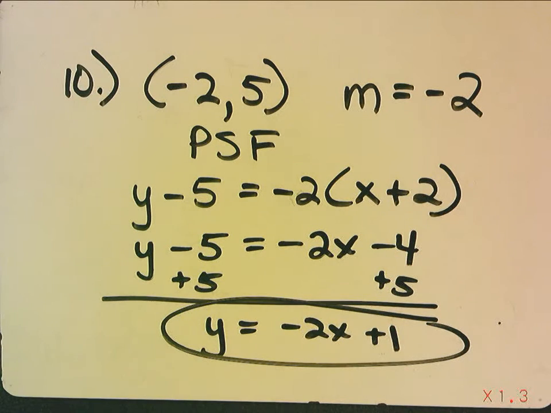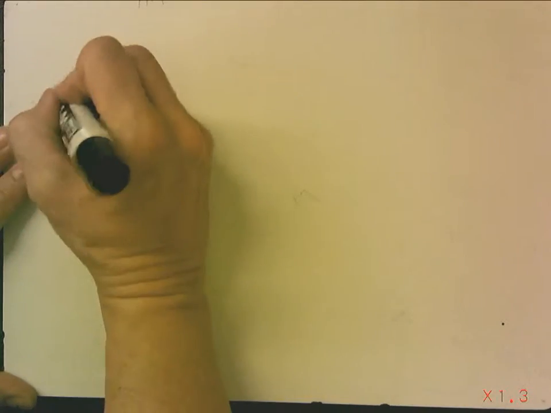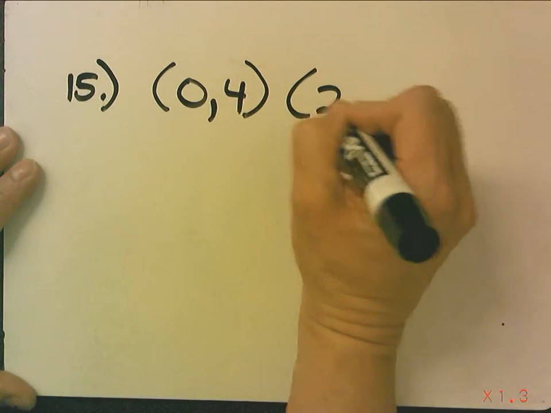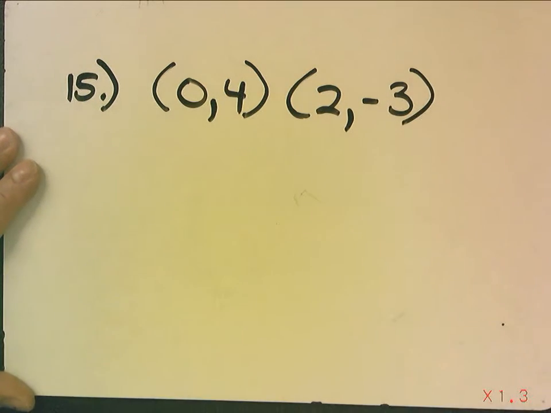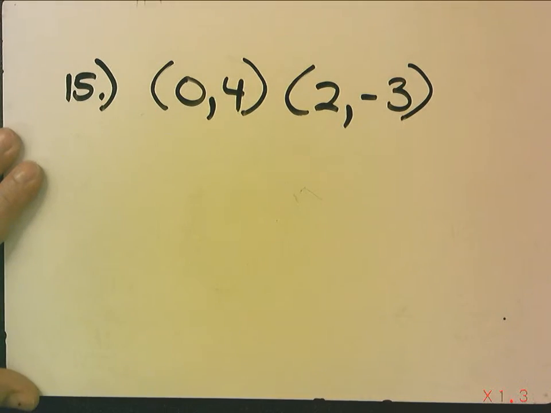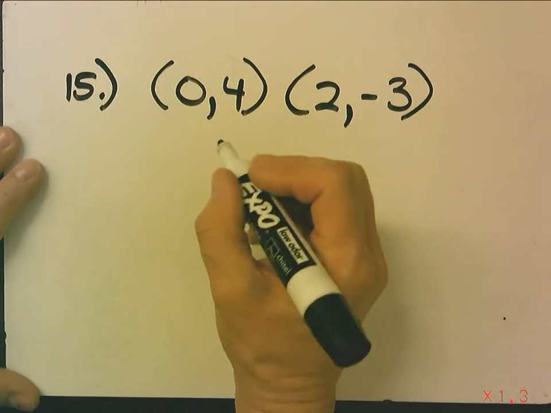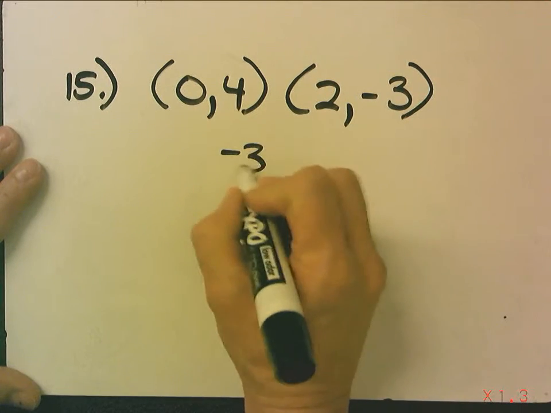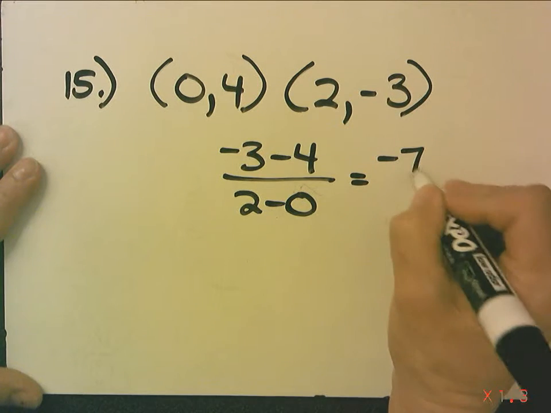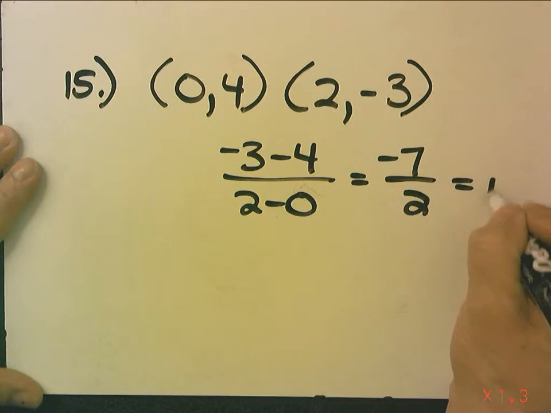So now, let me do one where they actually give you just 2 points. So let's look at number 15. So number 15 gives us 0, 4, and 2, negative 3. So this gives me an added step, because they give me 2 points. I don't know the slope, but whenever I'm given 2 points, I can find the slope. So I find the slope using the slope formula. Negative 7 over 2 equals the slope.